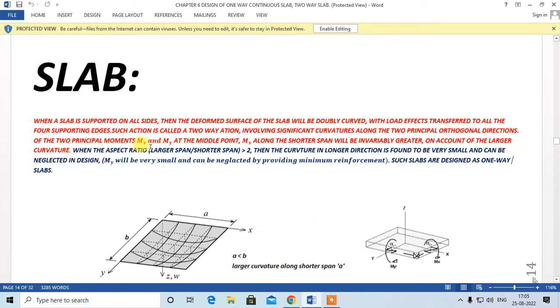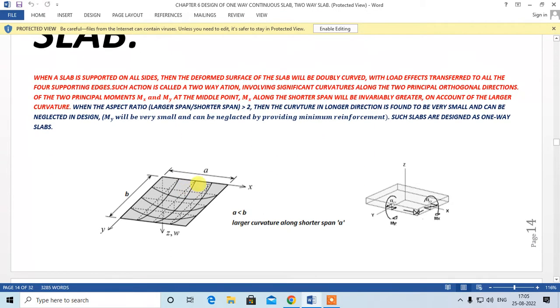When the aspect ratio, largest span to shortest span, is greater than 2, then the curvature in the longer direction is found to be very small and can be neglected in design. That is, My will be very small and can be neglected by providing minimum reinforcement as suggested by the code. Such slabs are designed as one-way slabs, right?